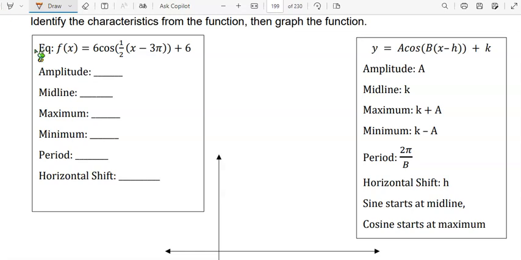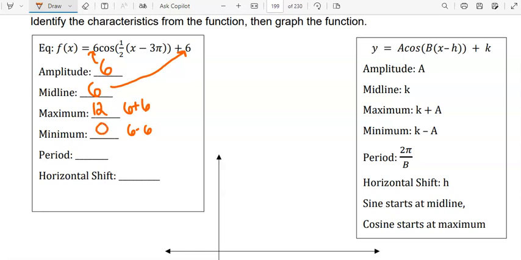Here are our characteristics. The number in the front is the amplitude. So our amplitude in this example is 6. The midline is going to be this value, which in this case is also 6. The maximum value would be k plus a, so it'd be 12. The minimum is k minus a, that's 0.